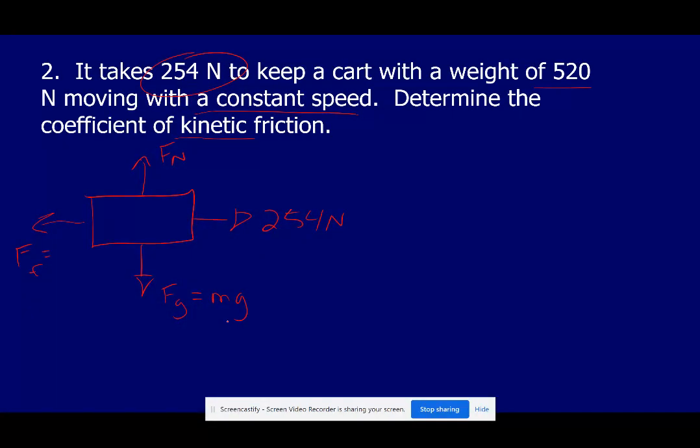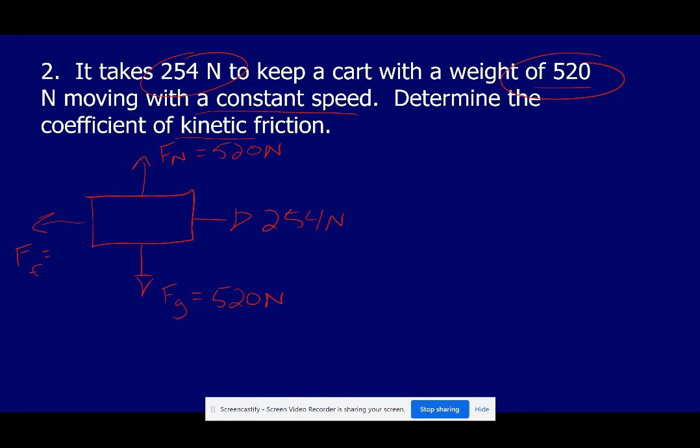Start with gravity. Well, it equals mg, but I'm just noticing in this case it tells you the weight. It doesn't say the mass, so we don't have to calculate the weight. It says it weighs, and that's gravity, 520 newtons. What's that mean the normal force is? 520 newtons.